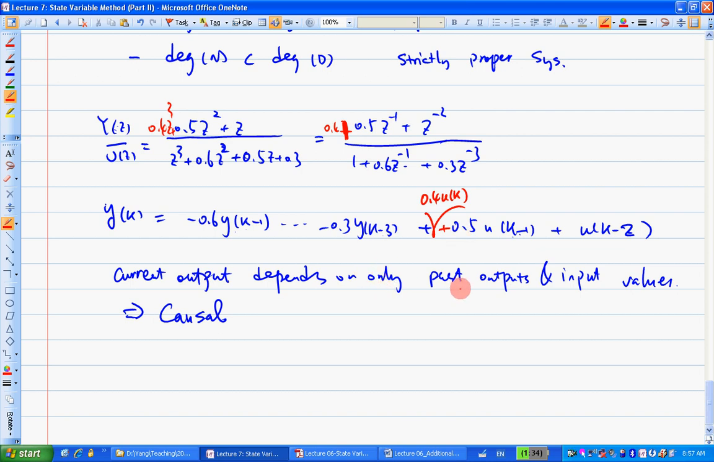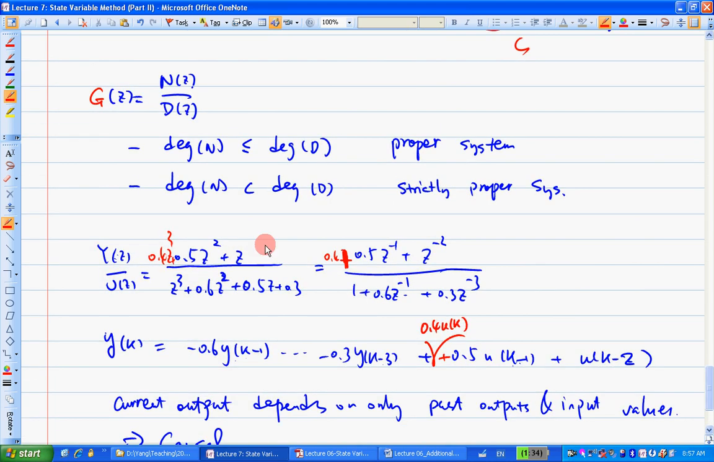So even though it's not just depending on the past now, it's also depending on the current input, right? That's still a causal system. Okay, still a causal system. So what happens if here you add another 1.6 z^5? Basically the degree of the numerator is now higher than the degree of the denominator, right?